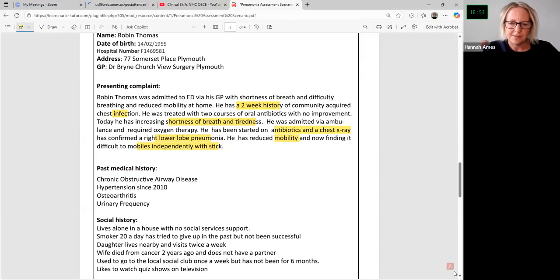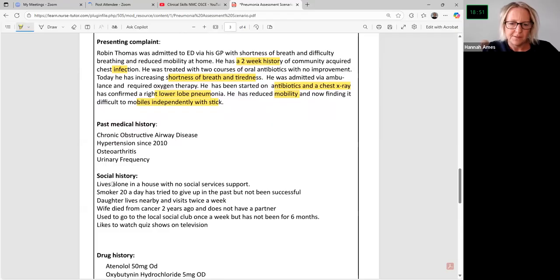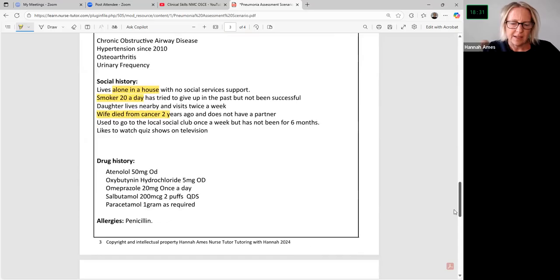I'm going to have a quick look at the social history. So he lives alone, that's something I need to pick up in my holistic assessment just to see how he's managing. Also a smoker, so I need to pick up there on some health promotion. And his wife has recently died. So again, just key things I'd be expected to pick up on. He used to go to the social club, but has not been for 6 months. I've got my drug history here, and I know he's allergic to penicillin.